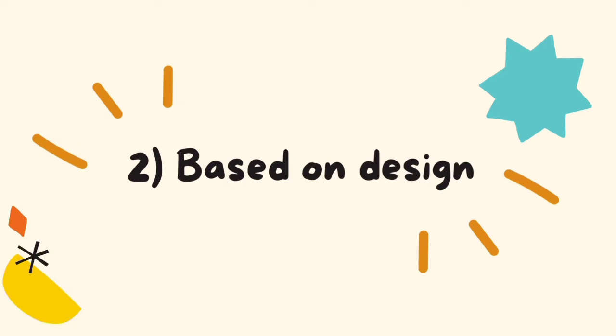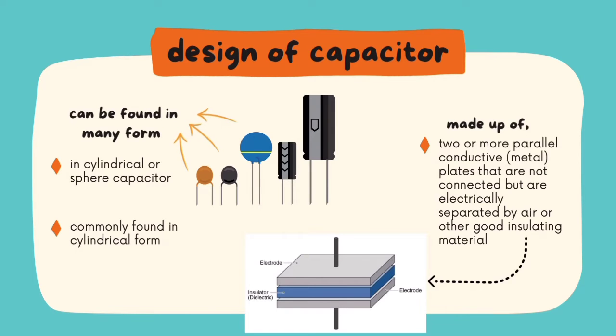Next, I will explain the difference between capacitor and battery based on the design. A capacitor can be found in many forms such as cylindrical or sphere, but the most common and easy to find is cylindrical capacitor, based on what it is used for. The basic capacitor is made up of two or more parallel conductive metal plates that are not connected or touching, as we can observe from the picture, but they are electrically separated by air or other good insulating materials such as wax paper, mica, ceramic, plastic, and some form of liquid gel as used in electrolytic capacitor.